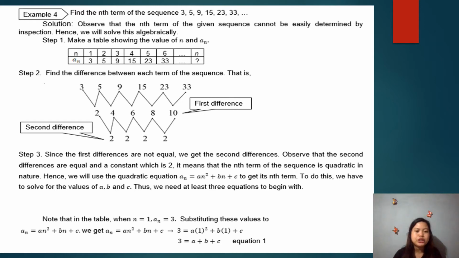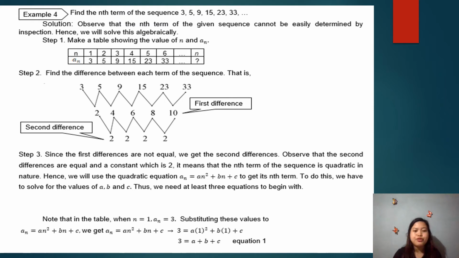So, 4 minus 2, that's 2. 6 minus 4, that's 2. 8 minus 6, that's 2. 10 minus 8, that's 2. So we have there our common difference, which is 2. Since the first differences are not equal, we get the second differences. Observe that the second differences are equal, a constant which is 2. It means that the nth term of the sequence is quadratic in nature.